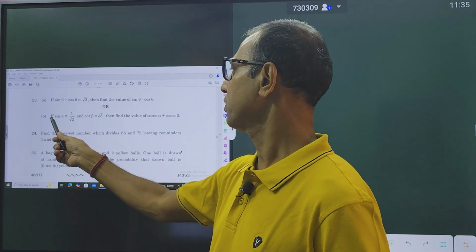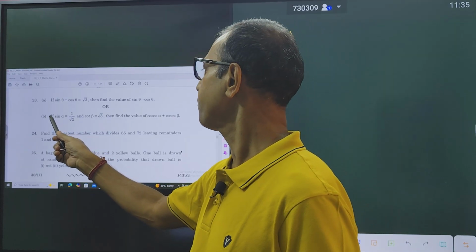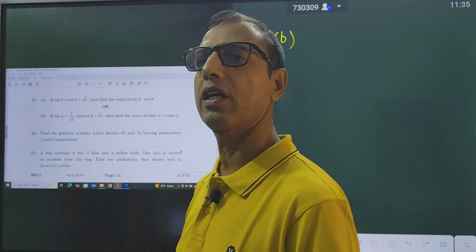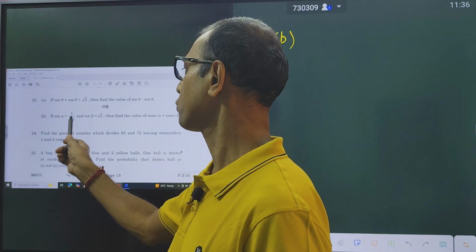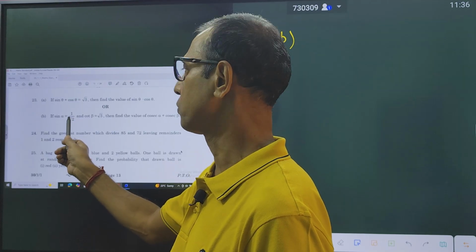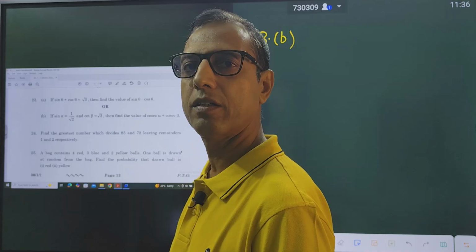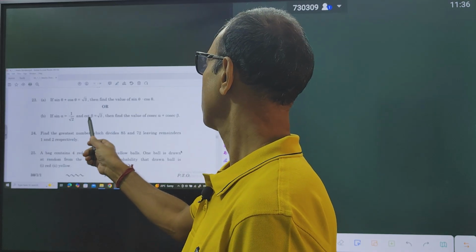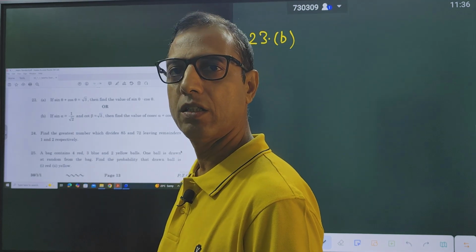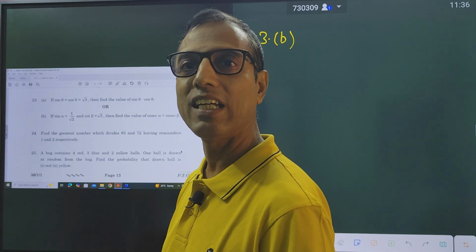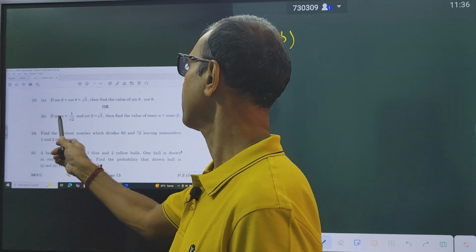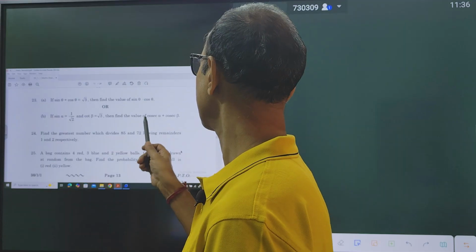Now the next problem, 23b. If sin alpha equals to 1 by root 2 and cot beta equals to root 3, then find the value of cosec alpha plus cosec beta. So sin alpha equals to 1 by root 2, that means sin 45 degrees is 1 by root 2, that means alpha equals to 45 degree, right? And then cot beta equals to root 3, that means tan beta equals to 1 by root 3. So tan 30 equals to 1 by root 3, that means beta equals to 30 degree. That means alpha 45 degree, beta 30 degree. Then straight away put the values.